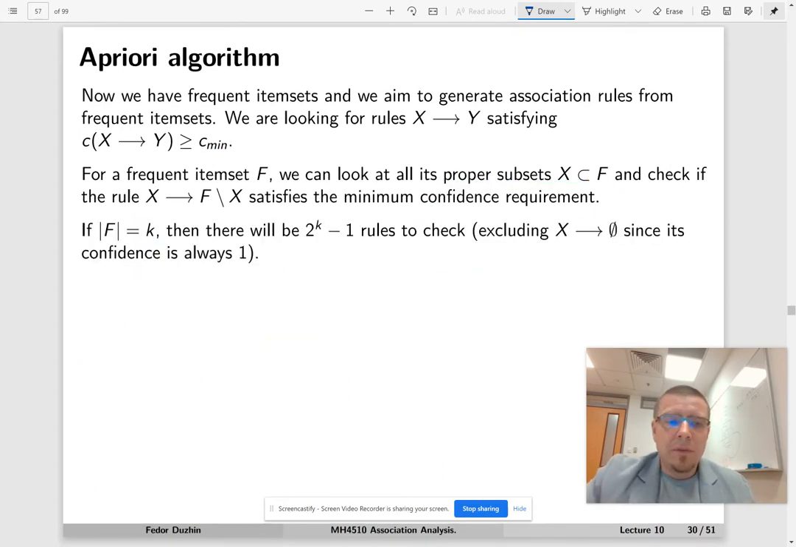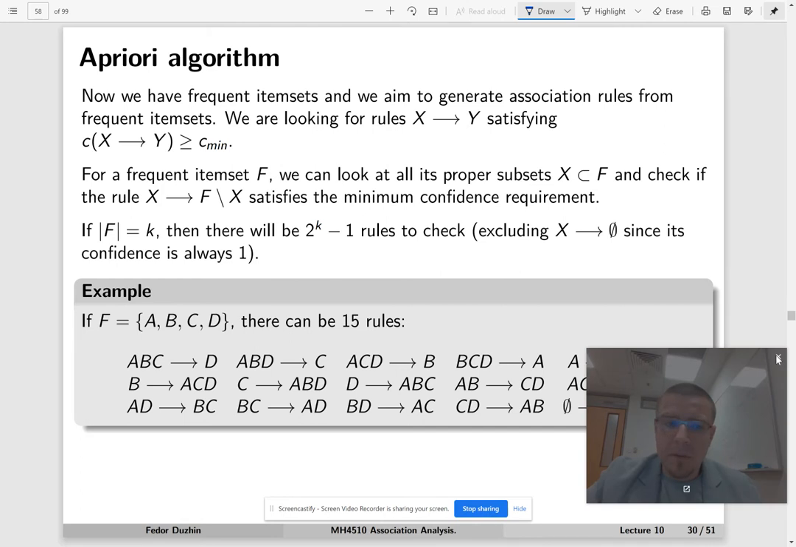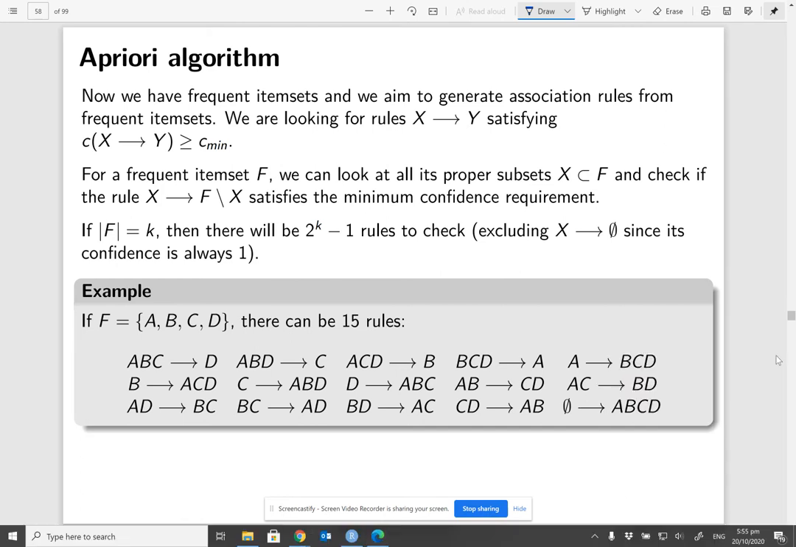If the number of items in F is k, then there are going to be 2 to the k minus 1 rules to check. We do not include the rules of the type X implies the empty set because the confidence is just 1. It is not interesting. For example, if we have 4 items, 2 to the 4 is 16, minus 1 is 15, so there are going to be 15 rules. We are going to try all possible combinations, putting some of A, B, and C on the left and the rest of them on the right.